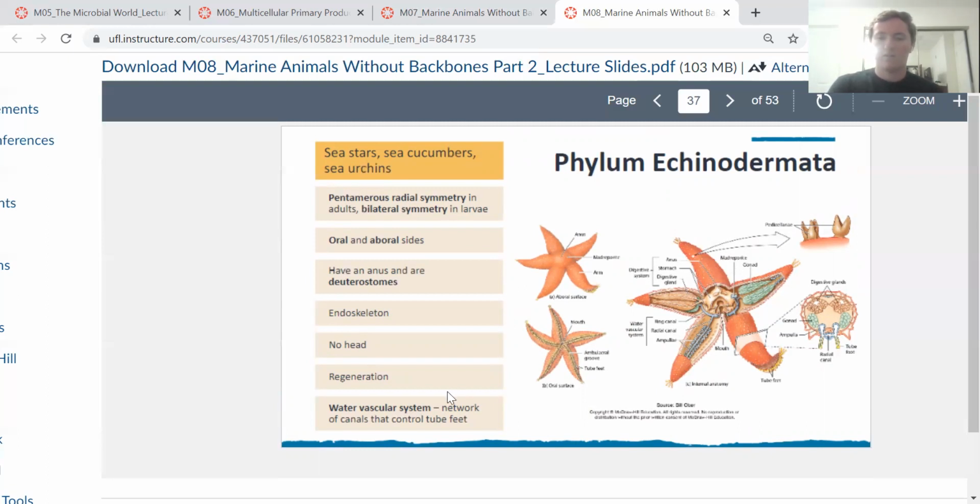So know that. Regeneration, so you probably know that if you cut off the arm of a sea star and take off some of that central ring, you'll be able to make a new one. So you have oral and aboral side. The oral side is the underside, the aboral side is the top, because their mouths are at the bottom.